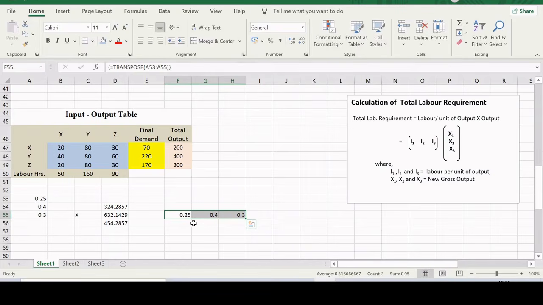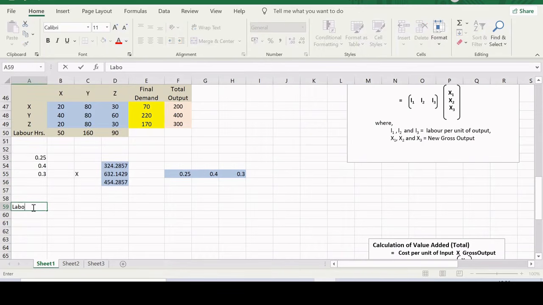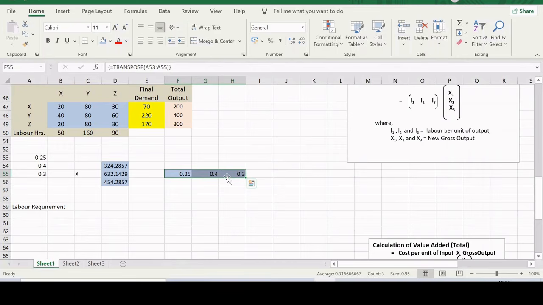So this is matrix 1 and this is matrix 2. The first matrix is the labor hour per unit of output matrix and the second matrix is the output matrix. So I am highlighting these two matrices so that we can later on multiply them. And to find out the total labor requirement, we need to multiply these two matrices. The first matrix is the labor hour per unit of output matrix and the second matrix is the output matrix.